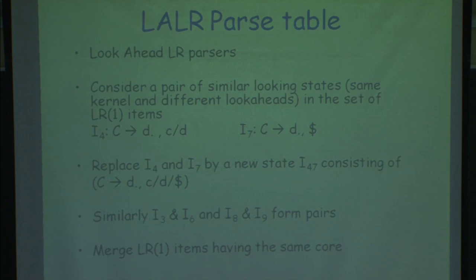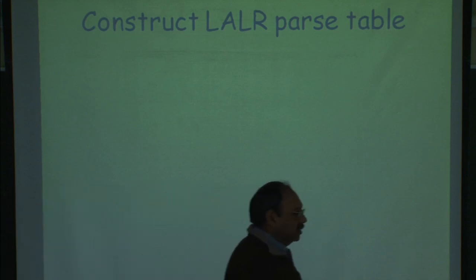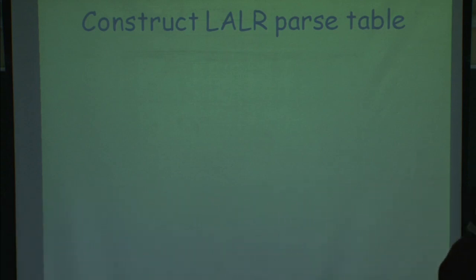And if we merge all the LR1 items, so I look at all the sets of LR1 items and I merge them, I'm going to get only the items where the kernels will be same, but look aheads will be different. And then we started the discussion saying that if I now construct an LALR parse table, what will be the size of this table? And we came to a conclusion that the size is going to be same as SLR. The question that came was, will it have the same power as SLR, or will it be more powerful? That is what we were discussing.